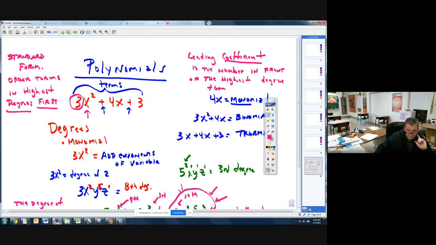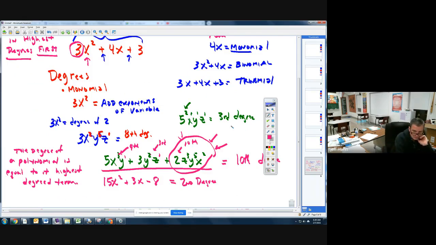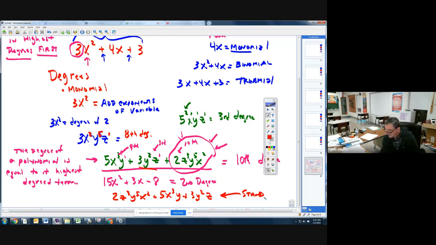So that would mean if I went back to this polynomial that I did down here, I would have to write it with this one first. You'd have to go 2z cubed y to the 5th x squared first. Then the next highest degree term is 5x cubed y, and then the last term would be 3y squared z. So that would be your standard form of a polynomial.